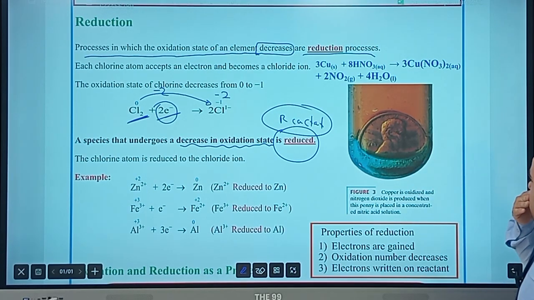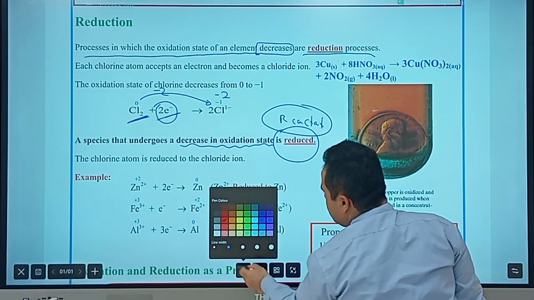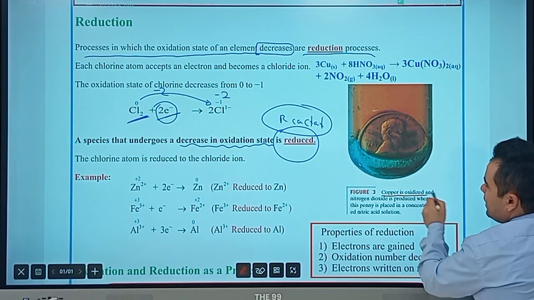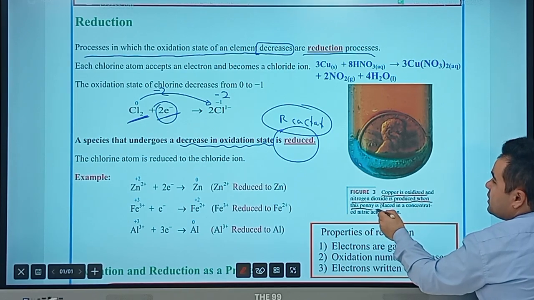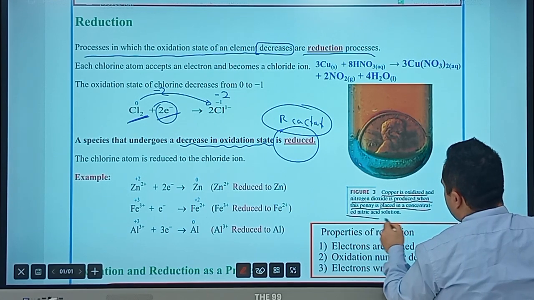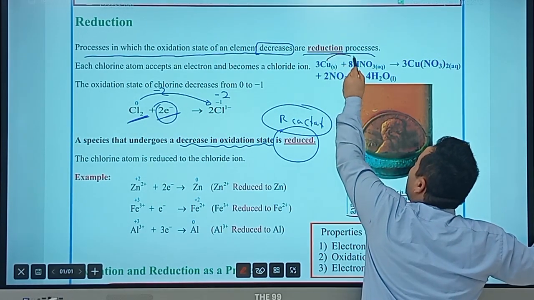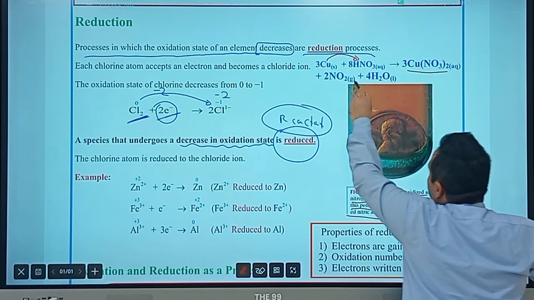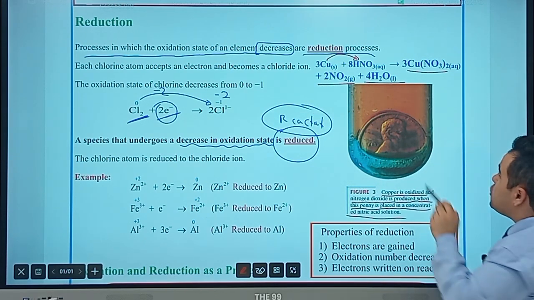For this example, guys, as I have written above the equation, copper is oxidized and nitrogen dioxide is produced when a penny of copper is placed in a concentrated nitric acid solution. When we add copper into nitric acid solution, what will be formed? Copper nitrate and then NO2 as a gas, H2O as a liquid. What happens to the copper, guys?